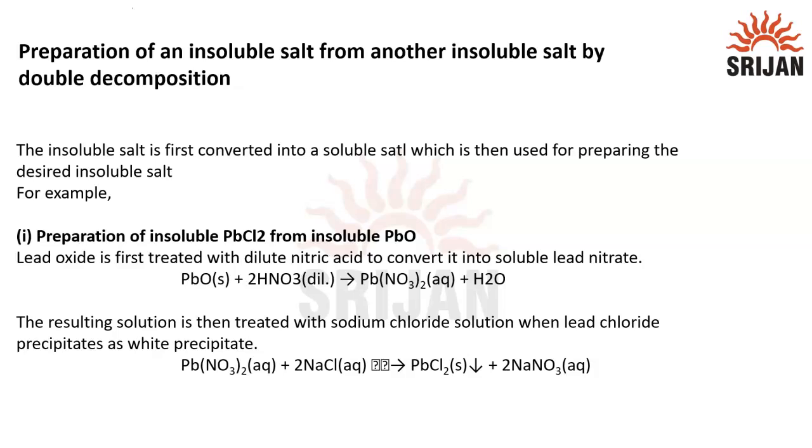Now the preparation of insoluble salt from another insoluble salt by double decomposition. The insoluble salt is first converted into a soluble salt, which is then used for preparing the desired insoluble salt. For example, preparation of insoluble lead chloride from insoluble PbO. Lead oxide is first treated with dilute nitric acid to convert it into soluble lead nitrate. The resulting solution is then treated with sodium chloride solution, when lead chloride precipitates as a white precipitate. So aqueous lead nitrate and aqueous sodium chloride produce lead chloride, an insoluble salt, and sodium nitrate, a soluble salt, is formed.